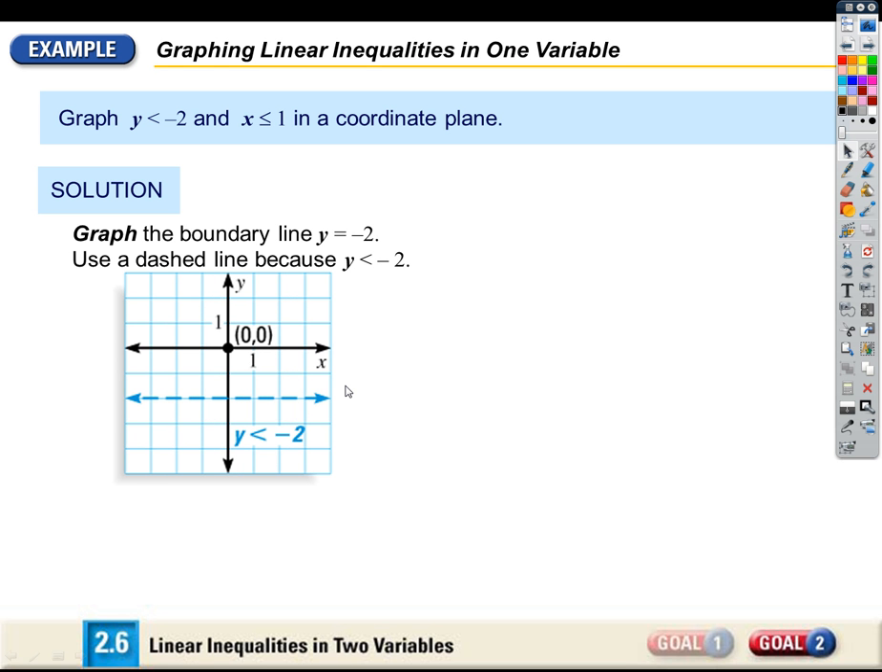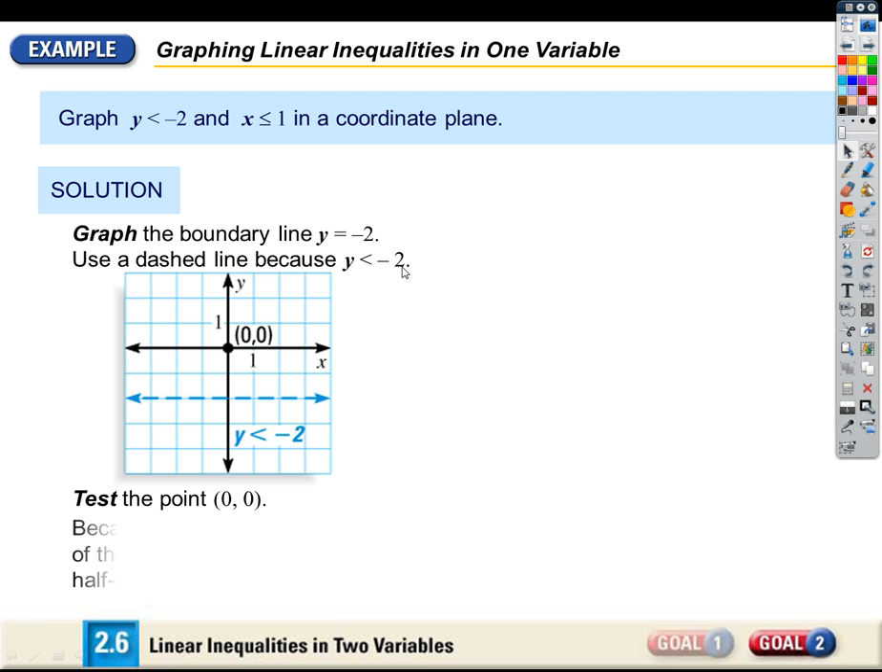We want to just test a point to see which side gets shaded. Now, here's a great hint. As long as the boundary line doesn't go through the origin, so in other words, if the origin is not on the line, test 0, 0. That's the easiest point to test. Plug in 0 for x and 0 for y. Well, there is no x in this case, so all I have to do is plug in 0 for y. If I plug 0 in for y, I get the result that 0 is less than -2.